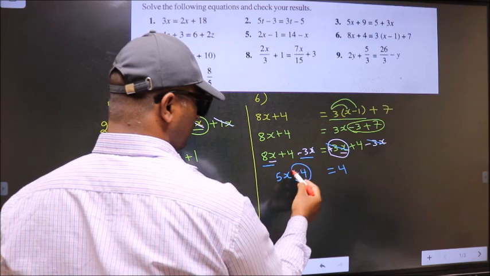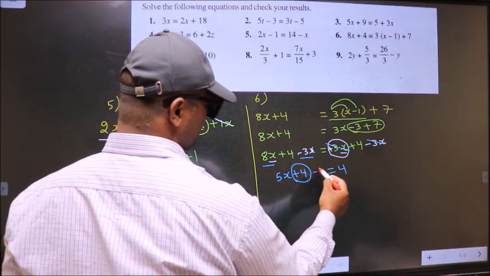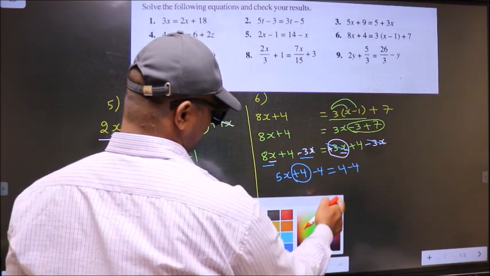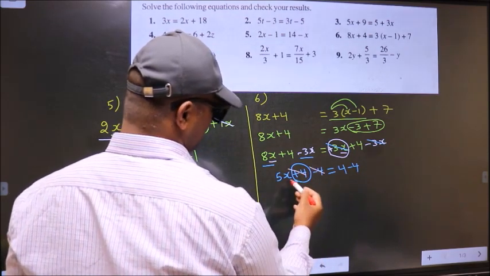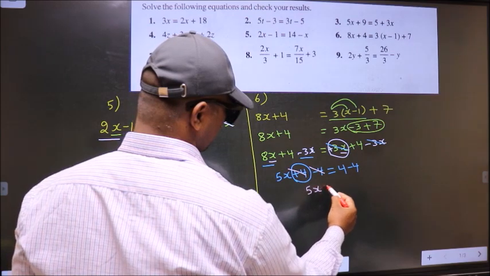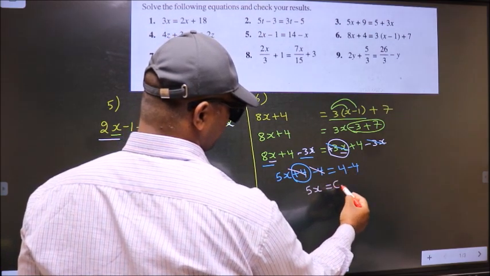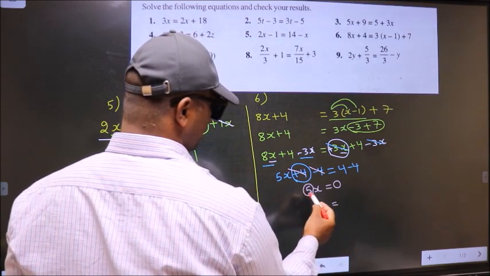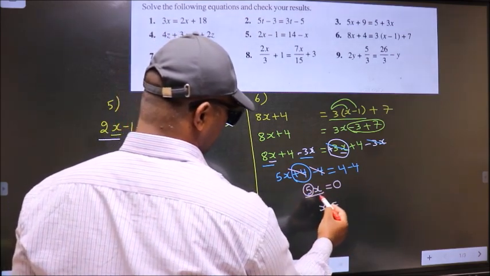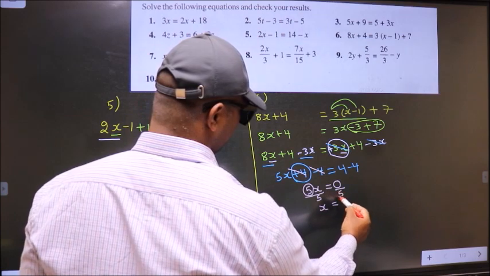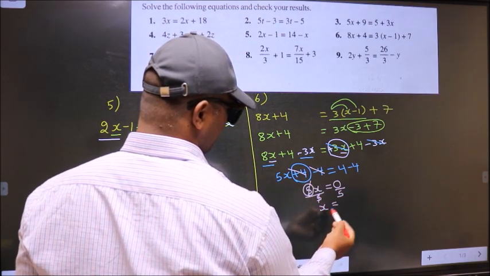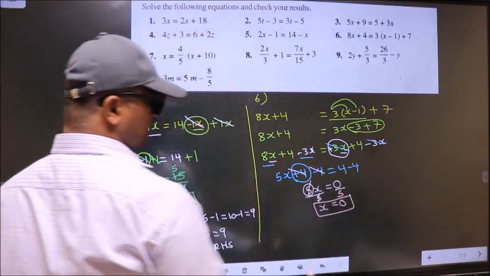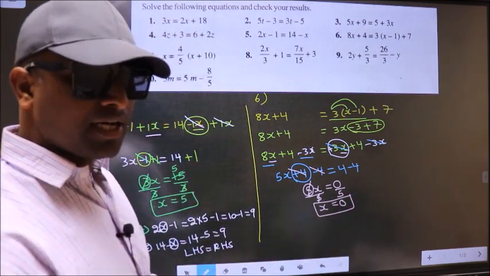Now, you should remove plus 4. So, to remove plus 4, you subtract 4. Plus 4 minus 4 cancel out, you are left with 5x equal to 4 minus 4, 0. Now, to get x, we should remove this 5. So, to remove 5, you divide by 5. So, this cancels out, here x, 0 by 5 is 0. This is our answer.